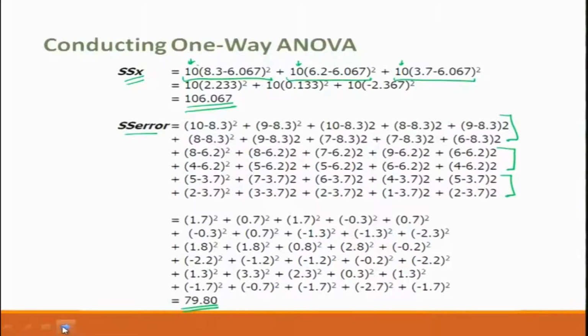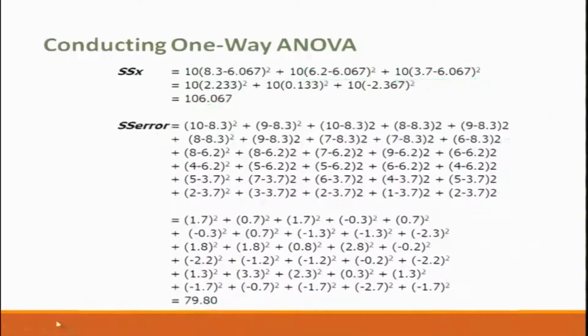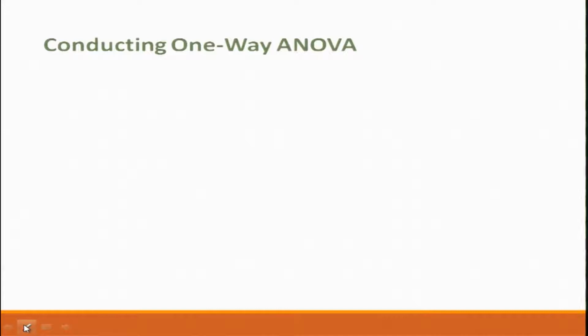So, you might have noted that 106.067 plus 79.80 is equal to 185.867. So, our decomposition of total variation that we saw before holds good here. SSY is equal to SSX plus SS error. So that means 185.867 is equal to 106.067 plus 79.80.